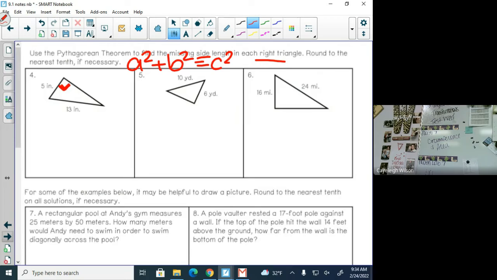So, all right, I might label this side length A, but I know that this is the hypotenuse, so I have to label it C. I have to. So I'm finding B. I don't know what B is. Okay. So I'm going to plug in what I know. So I know that A is 5, so 5 squared plus B squared equals C squared, and I know that C is 13 squared.